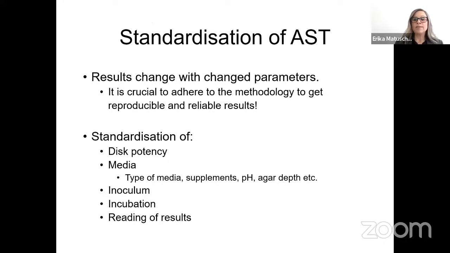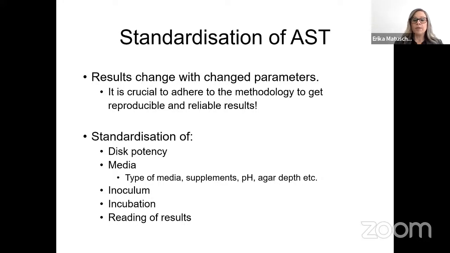But back to antimicrobial susceptibility testing. With any antimicrobial susceptibility testing method, it is crucial to adhere to the methodology, and that is the way to get reproducible and reliable results. This goes, of course, for every method that you use, if it's the reference broth microdilution method, if it's disk diffusion, or if it is a commercial product or method.